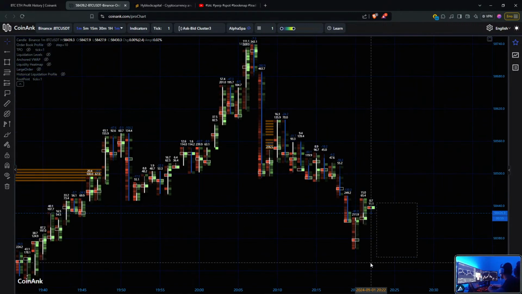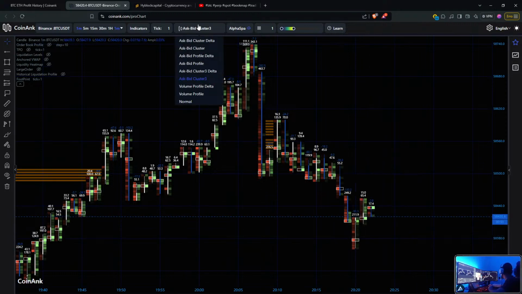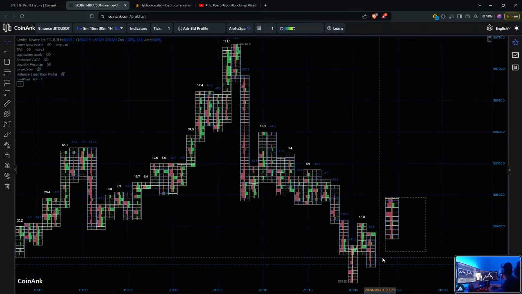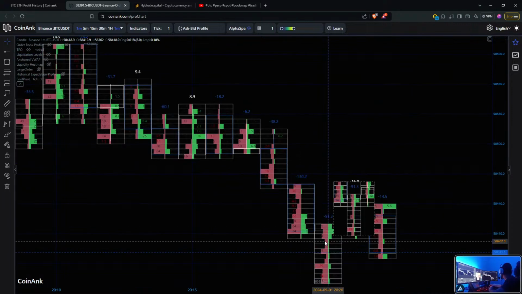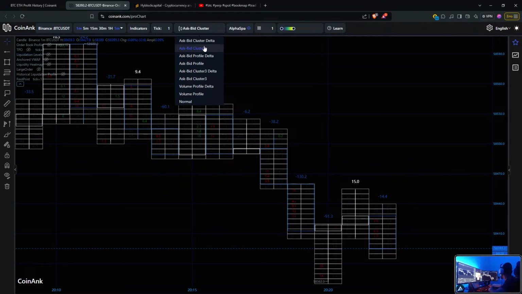So that alone is good. For example, if you're targeting an order block and trying to enter from an order block, and you see that price is not able to pass above or below that point of control of that candle, then you know that there's a possibility for a reaction. Then you have ask bid profile. It's basically the same thing, it just shows you with different kind of settings, different kind of visual representation. Cluster, again, same thing, you just don't have the candle.